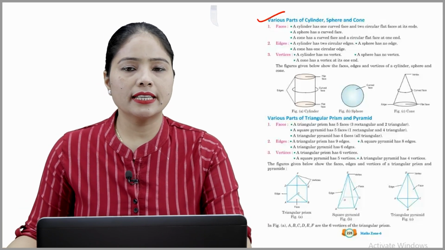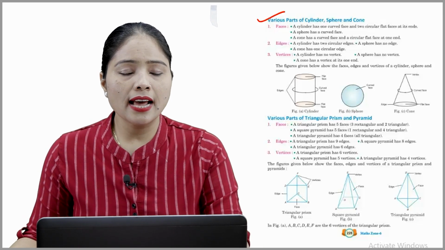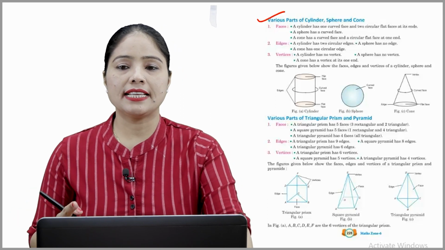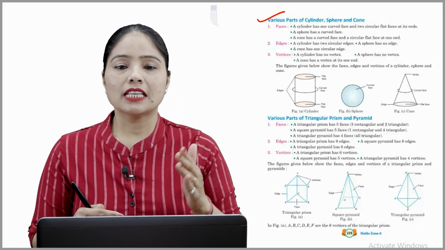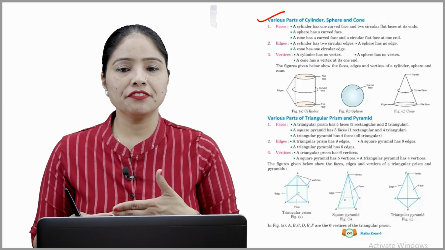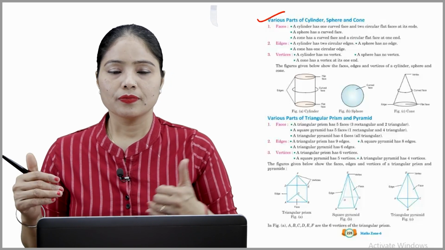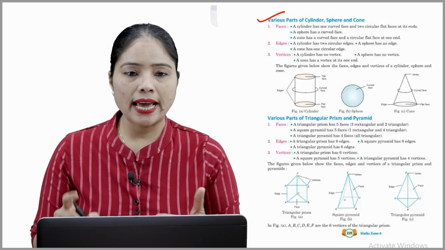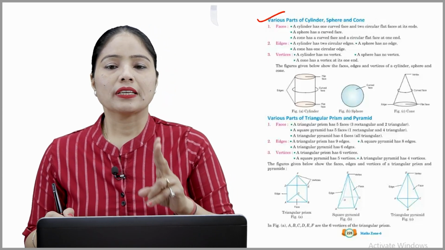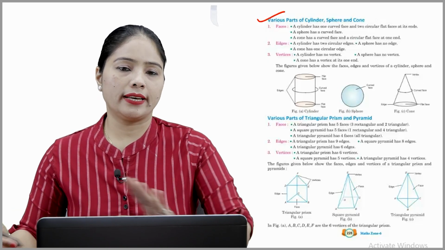Various parts of cylinder, sphere and cone. First one is faces. A cylinder has one curved face and 2 circular flat faces at its ends. A sphere has a curved face, and a cone has a curved face and a circular flat face at one end. Okay? After that comes our edges. A cylinder has 2 circular edges. A sphere has no edge. A cone has 1 circular edge.